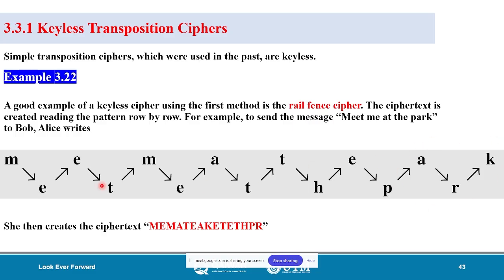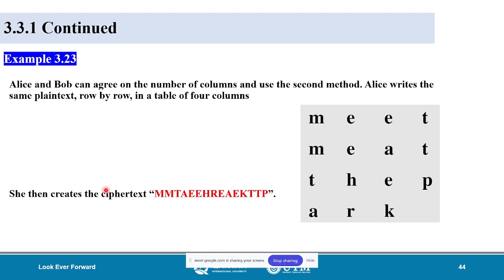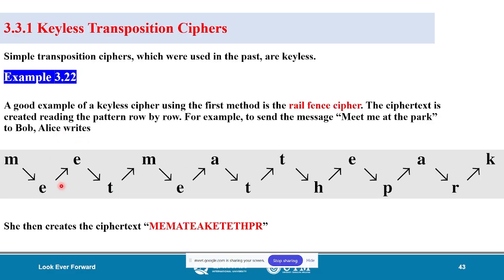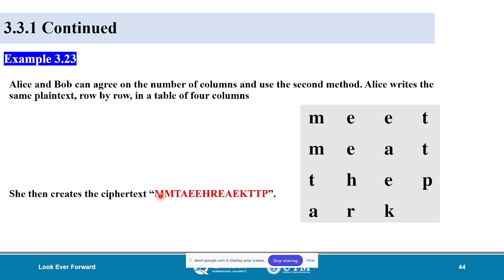Alice writes meet me at the park. However, if we read it this way, MEMATEAK, we will not understand it. Why? Because it is written this way. Now we have another example, which is this. So we can do it this way or this way.